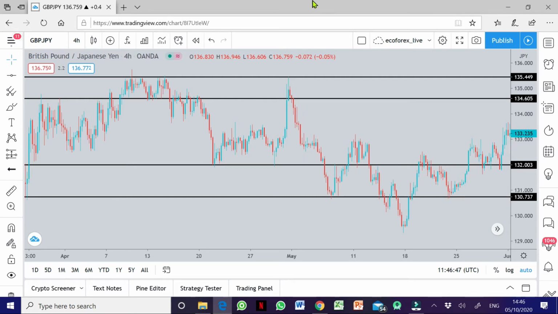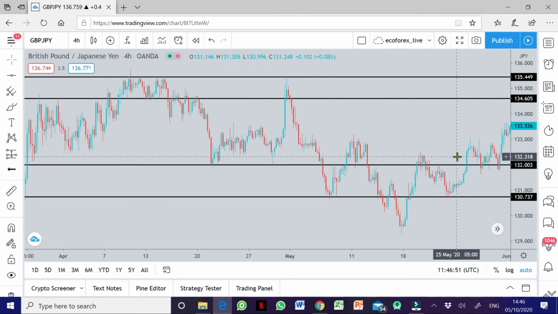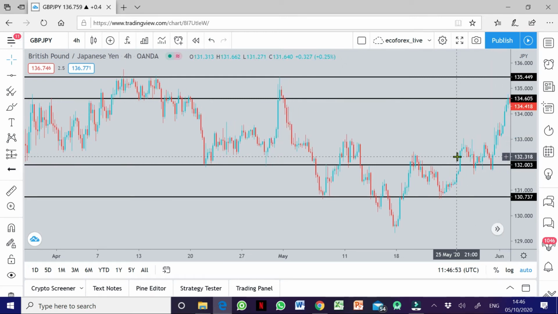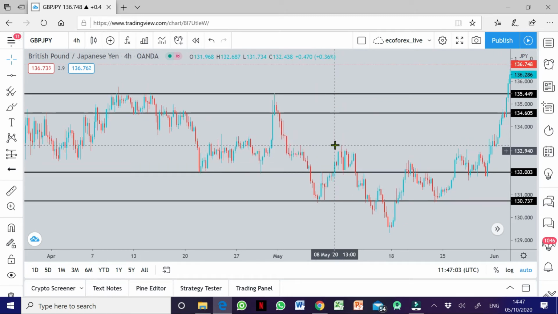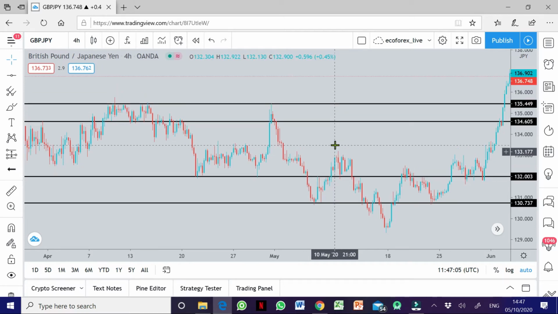Yeah, this one still having it here. And this one was a nice one. It was a nice shot. I wish I could have taken this trade, but no worry, I'll take a trade. I'll take it shortly.